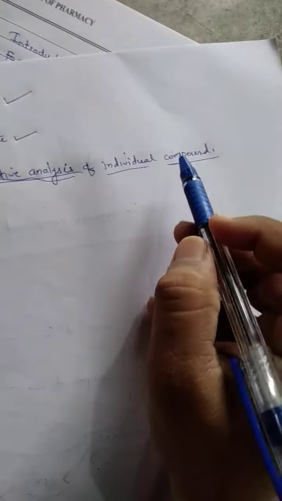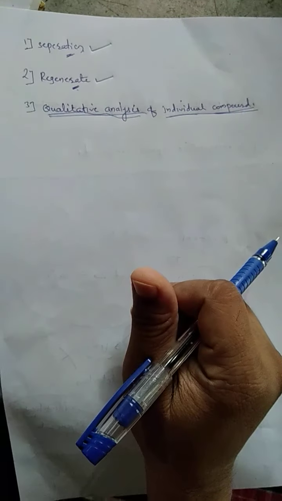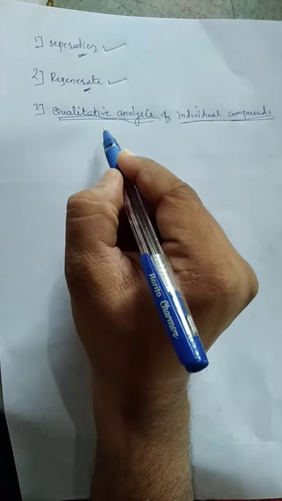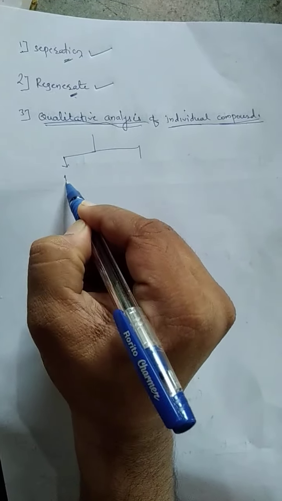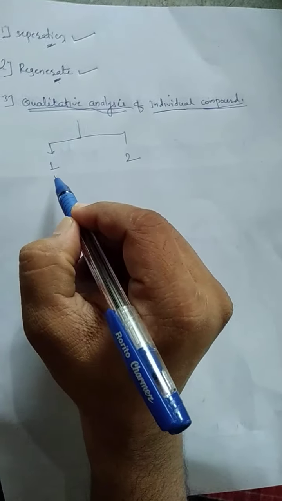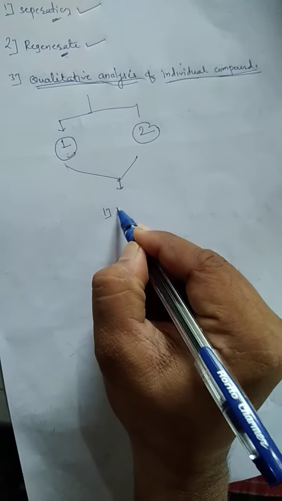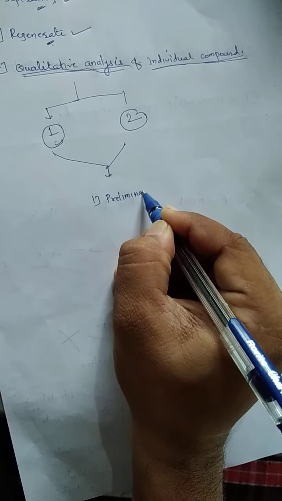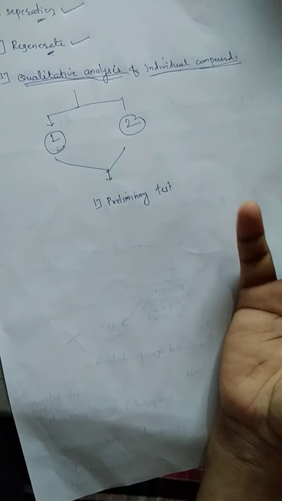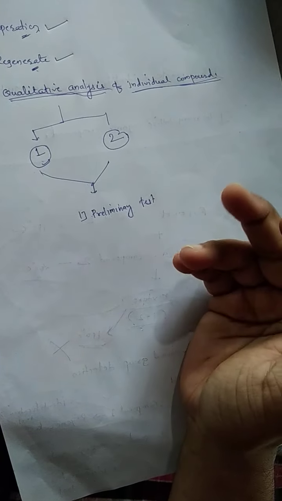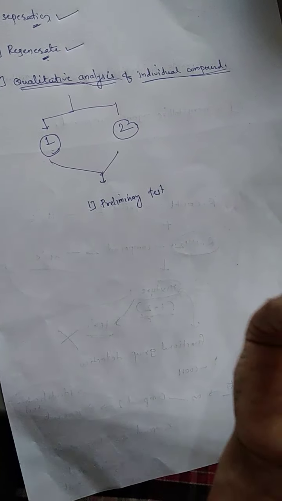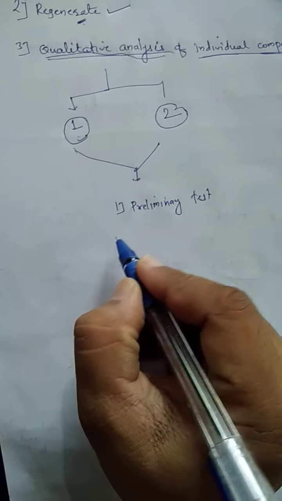Now the third part, that is the qualitative analysis of individual compounds. Actually you have already performed this in the OC Lab 1. Now in the qualitative analysis, you are getting the two compounds separately, that is compound 1 and compound 2. So individually you have to find out which is compound 1 and which is compound 2. So for that you have to go for the first preliminary test, that means taste, odor, then whether it is saturated or unsaturated, using the KMnO4 solution, bromine water, that we have already performed for the individual testing.